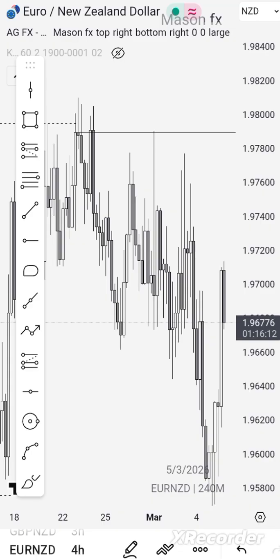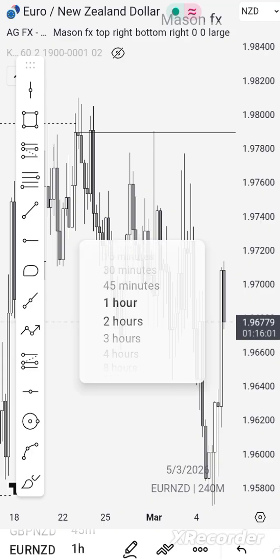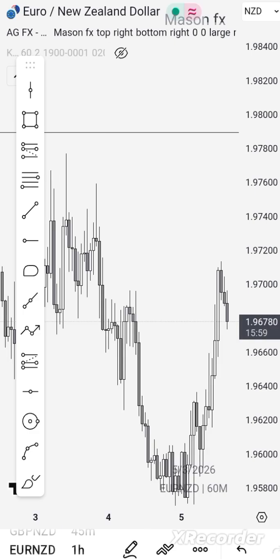Note, if you're marking 4 hours as your key level, you go to 1 hour for a breakout, and then you go to 15 minutes for your entry. Now, since we are marking 4 hours as our key level, what are we going to do? Go to 1 hour for a breakout.